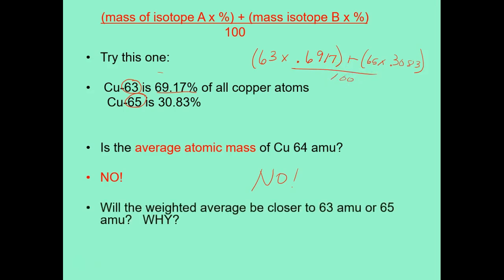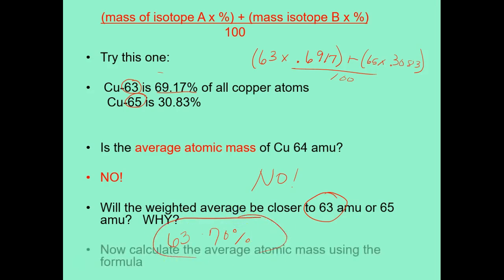So, will the weighted average be closer to 63 or 65? Which one do you think it is? Think about it. I got 69%, almost 70, to 30. It's 63, because 63 has almost 70% of the average. I would like for you to come up with the actual answer to this question and bring it to class. And you guys have a good night.